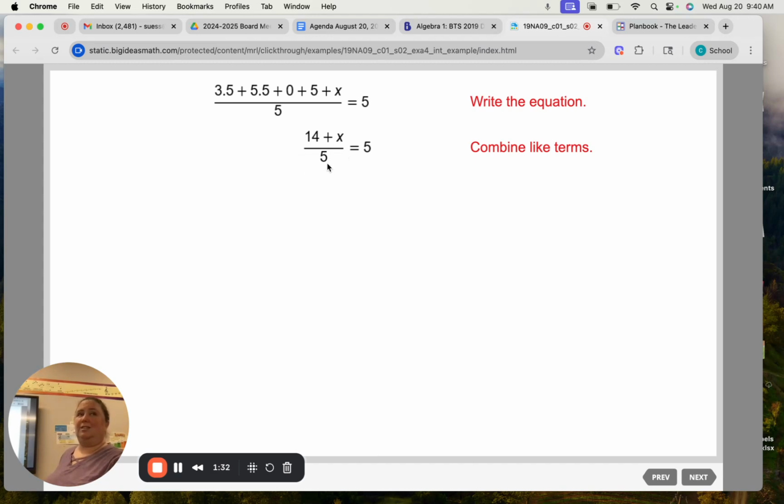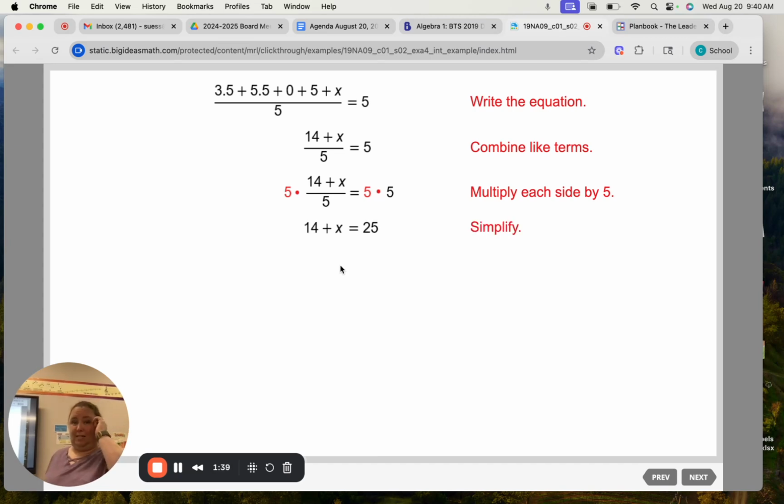What's the opposite of that? Times. Multiply times 5 on both sides. So then you have 14 plus x.